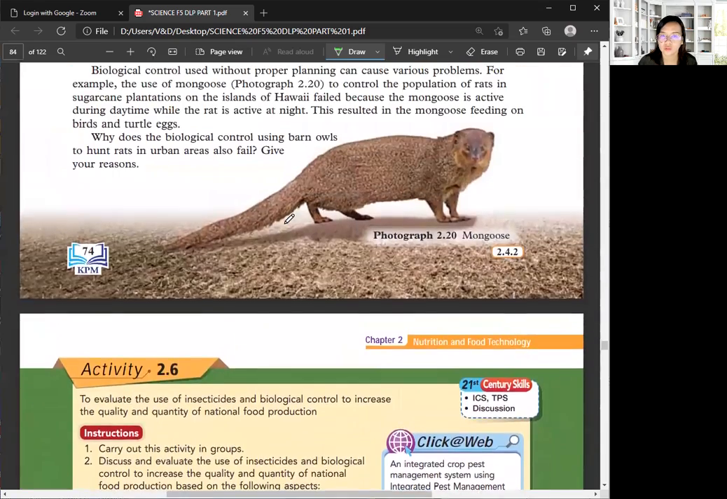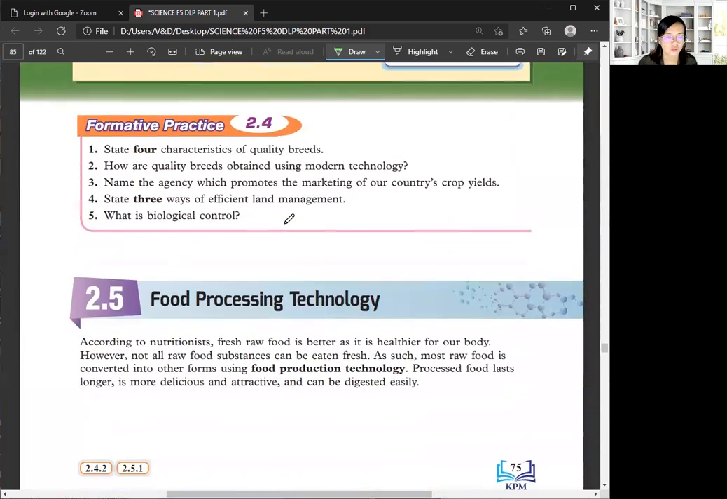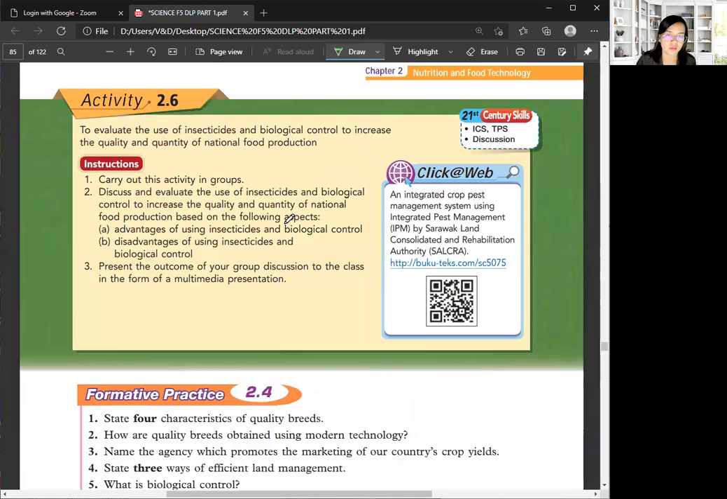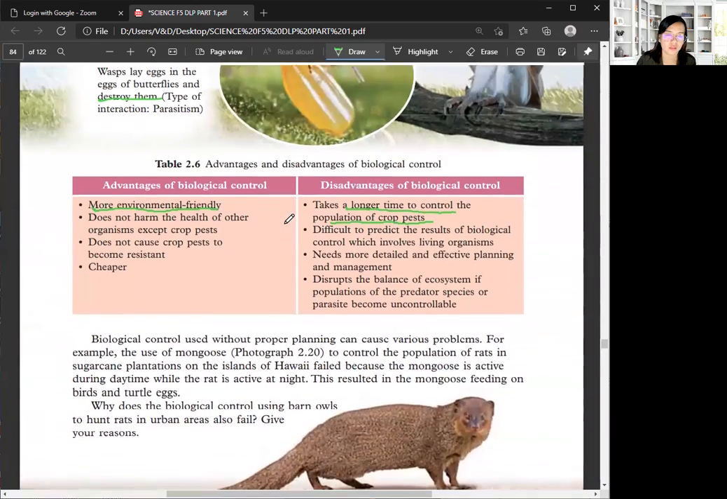The next one will be 2.5, food processing technology. So we are going to learn this in the next lesson, all right?